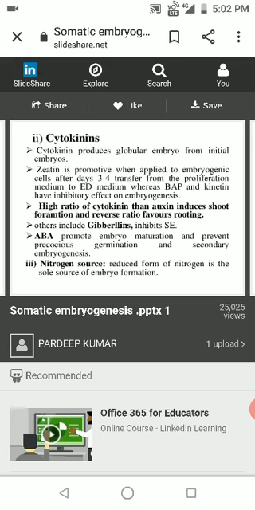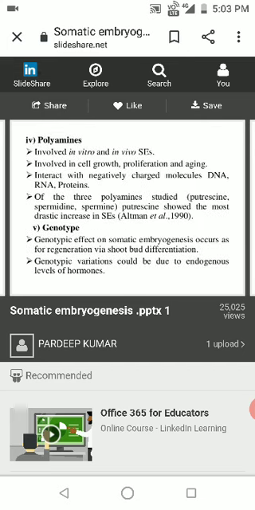Gibberellins, meaning gibberellic acid, inhibit somatic embryogenesis. Abscisic acid promotes embryo maturation and prevents germination and secondary embryogenesis. So abscisic acid is also responsible for maturation. Now there is the nitrogen source. The reduced form of nitrogen is the sole source for embryo formation. So you need to use the reduced form of nitrogen.